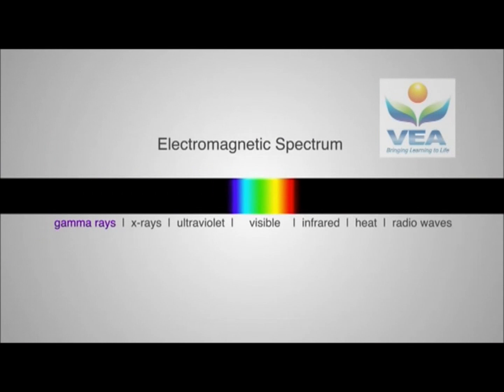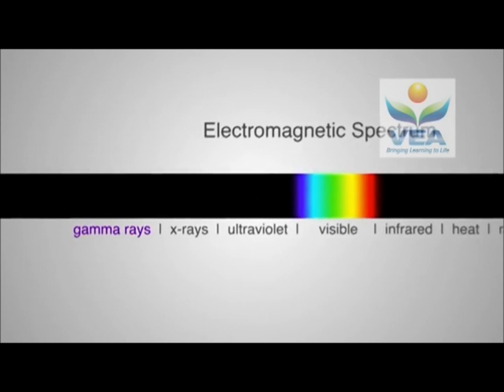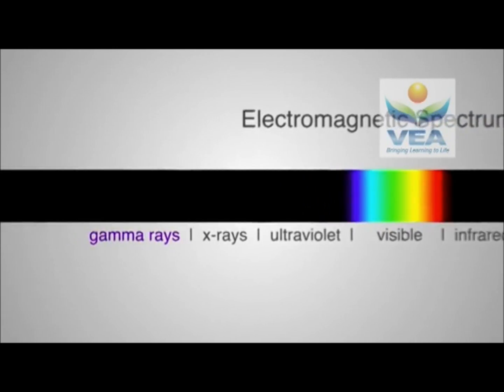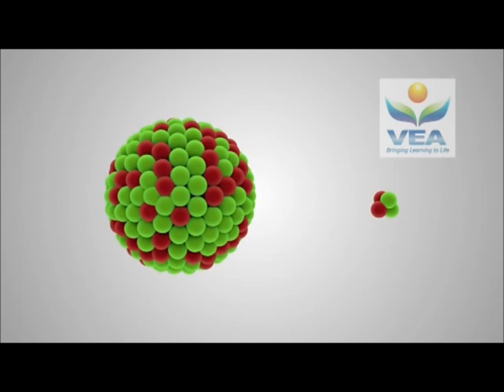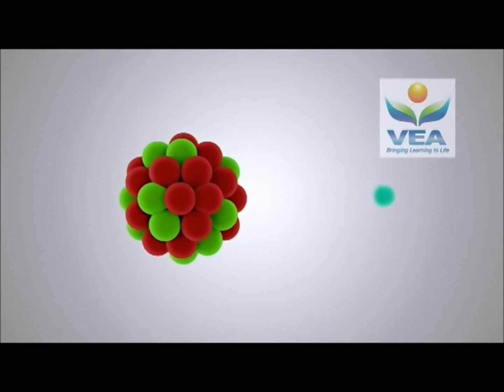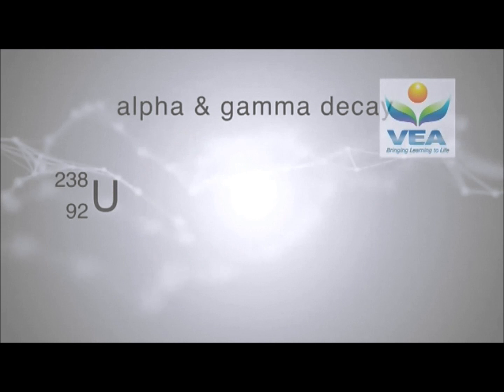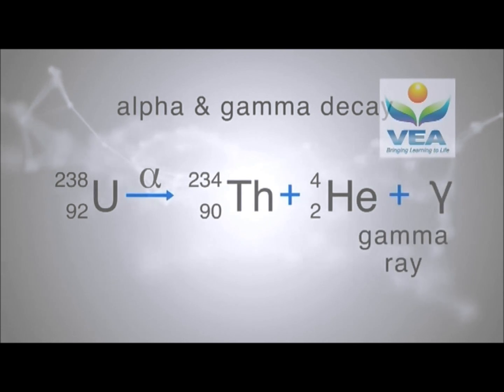Gamma radiation is a form of electromagnetic radiation, like radio waves, heat, and visible light. It is found at the highest frequency end of the electromagnetic spectrum, after X-rays. Gamma rays are produced in the nucleus as part of a rearrangement of energy levels after the emission of an alpha or beta particle. For example, when a uranium-238 nucleus releases an alpha particle and decays to thorium-234, a gamma ray is also produced.